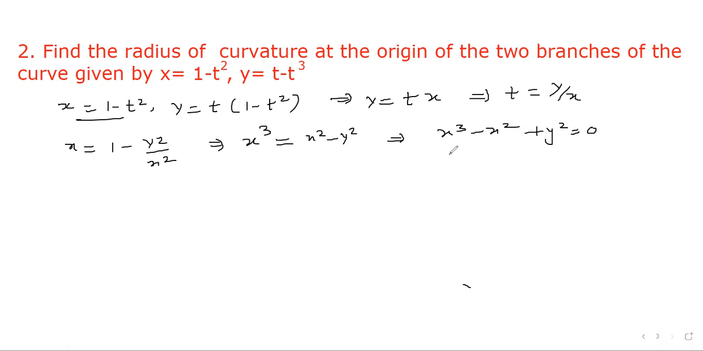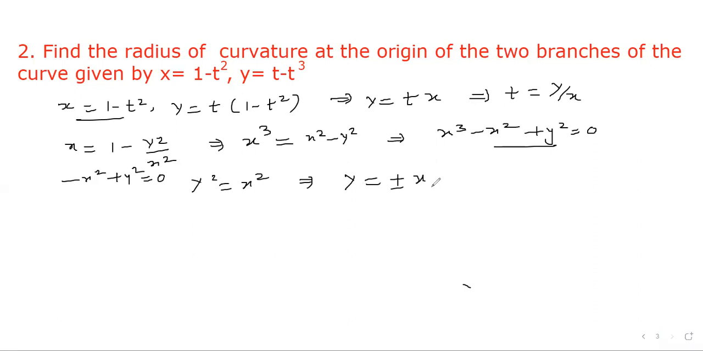And if we put the lowest term equal to 0, we will get the tangent, and it is clear that it passes through the origin because when we put x equal to 0 and y equal to 0, we get 0. So equating the lowest term to 0 to get the tangent, we get y square equal to x square, or we can say minus x square plus y square equal to 0. So the two tangents will be y equal to plus minus x.